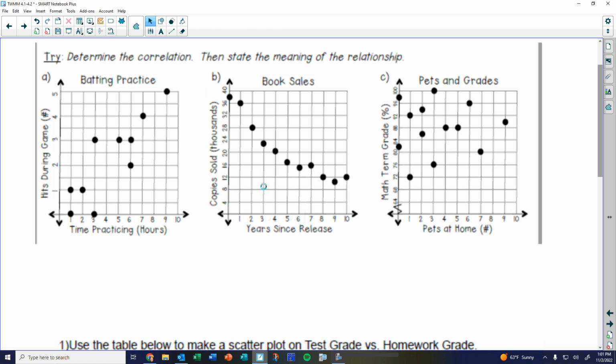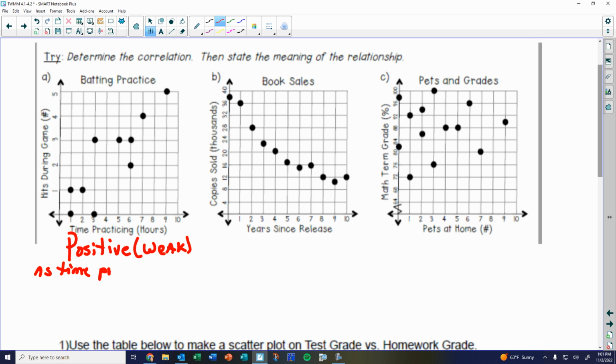All right. So for A, what kind of correlation did you say this had, Caesar? Positive? Would you say strong or weak? Yeah, it's weak. It's still showing the positive, right? But the points are a little spread apart. All right, so what did this mean to the relationship of the two variables? What would you say? Gil? More practice means, or you could say, more hours of practicing, more hits you can get in a game. Right, so as time practicing increases, your hits during a game increase, right? Or chance of hits during a game. And that makes sense, right? The more you practice, the better you get. And that's in anything. Not just baseball in this sense.